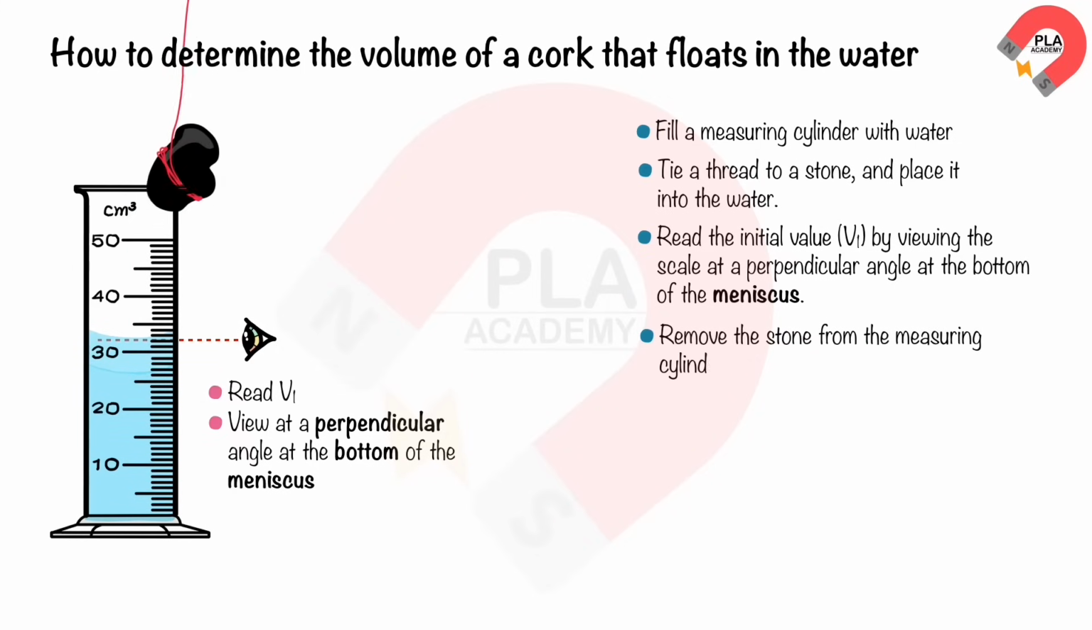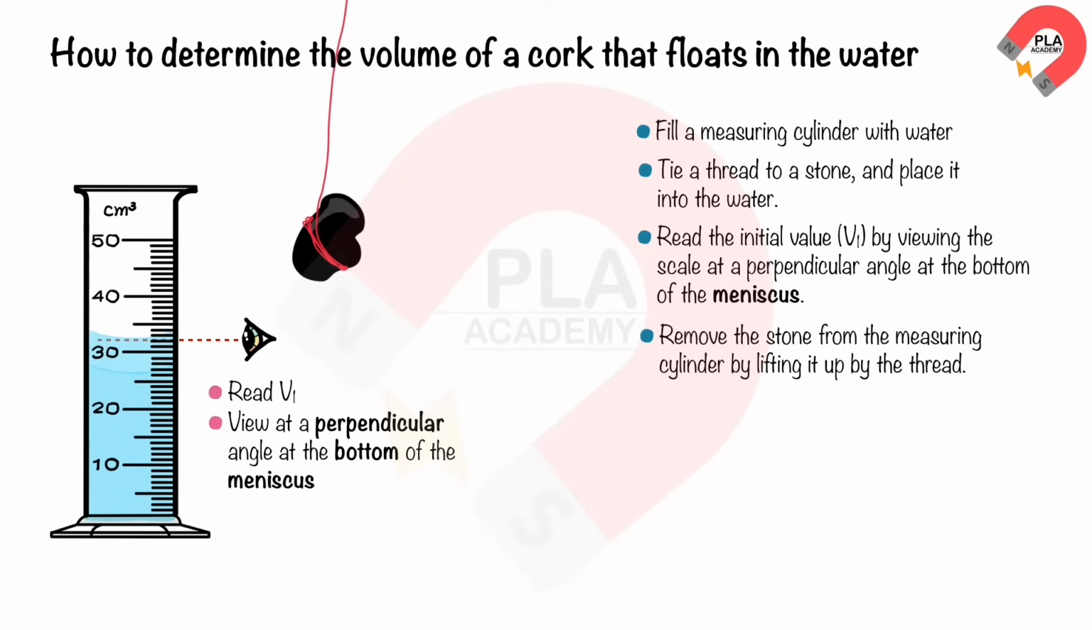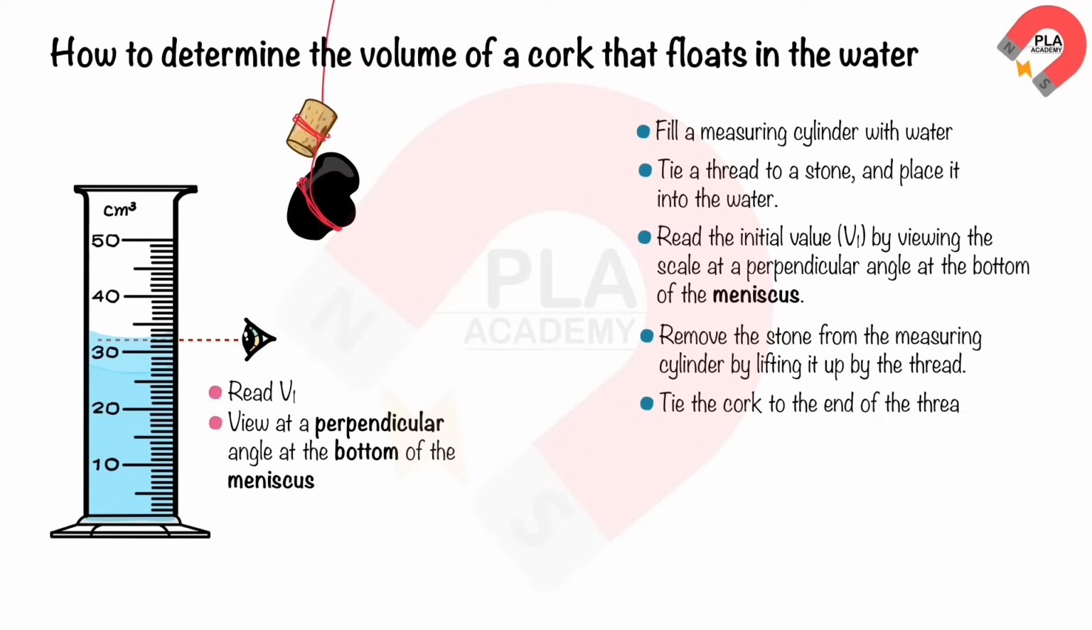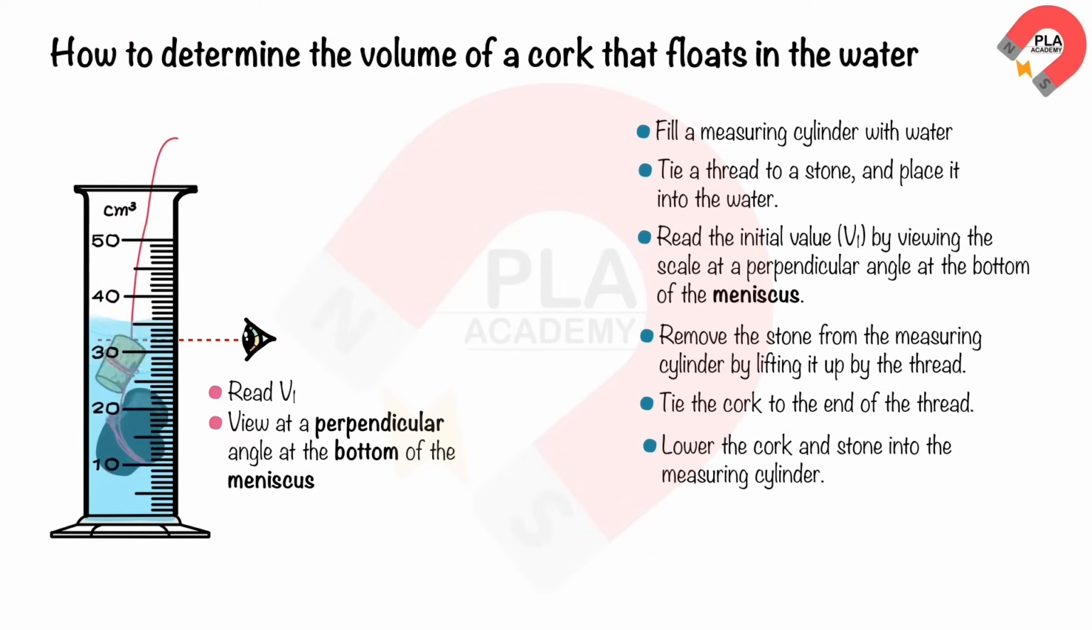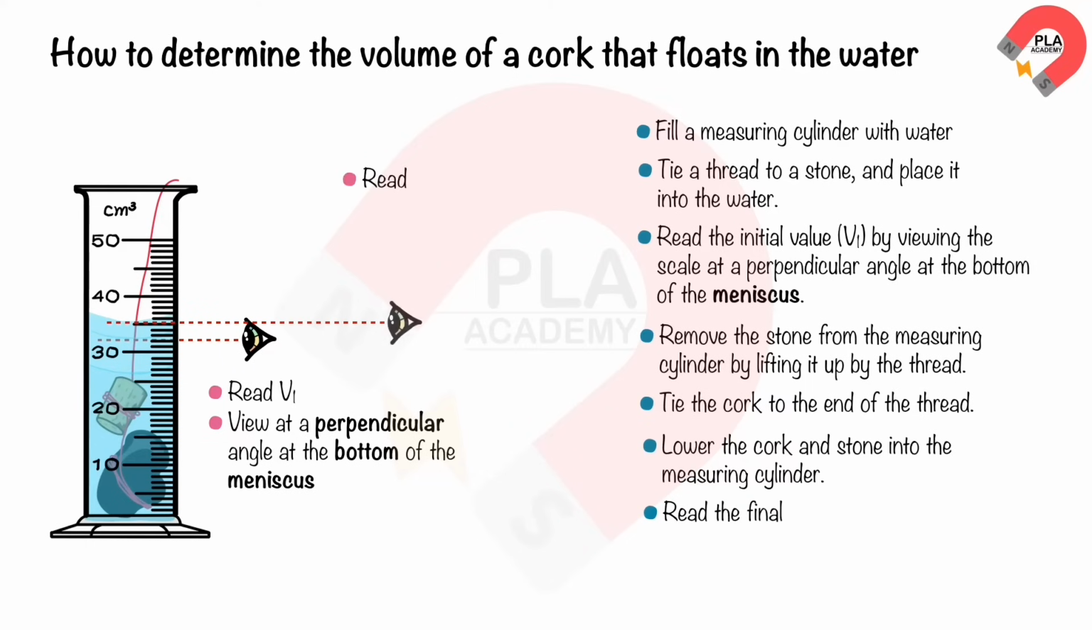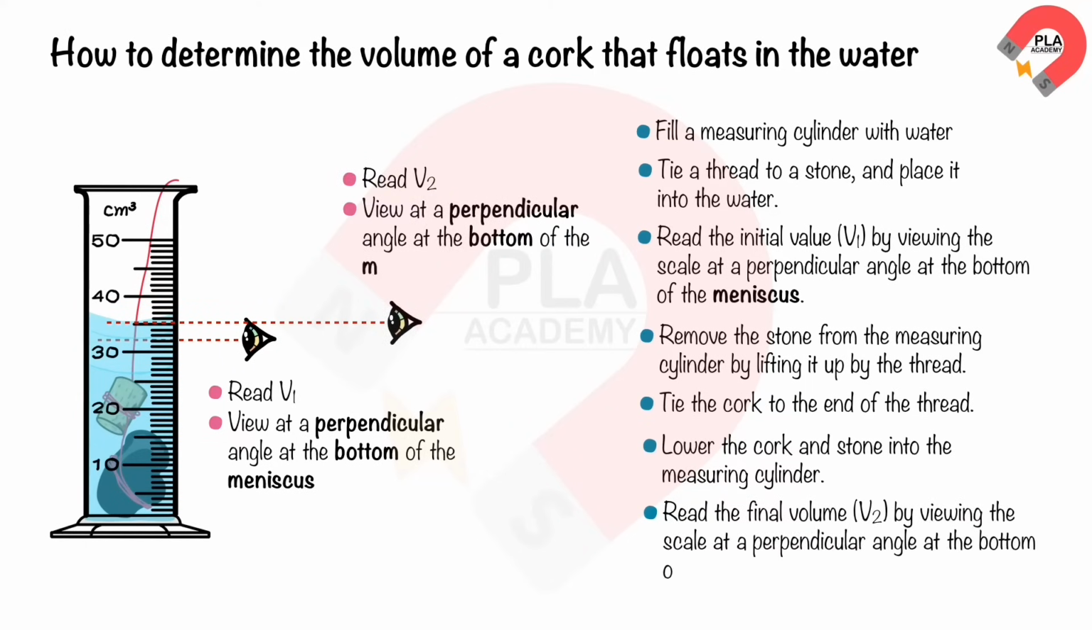Remove the stone from the measuring cylinder by lifting it up by the thread. Tie the cork to the end of the thread. Lower the cork and stone into the measuring cylinder. Read the final volume, V2, by viewing the scale at a perpendicular angle at the bottom of the meniscus, as shown. The volume of the cork is the final volume, V2, minus the initial volume, V1.